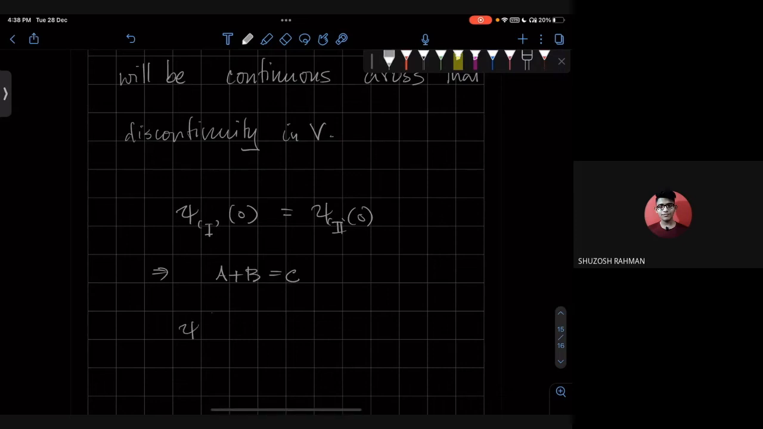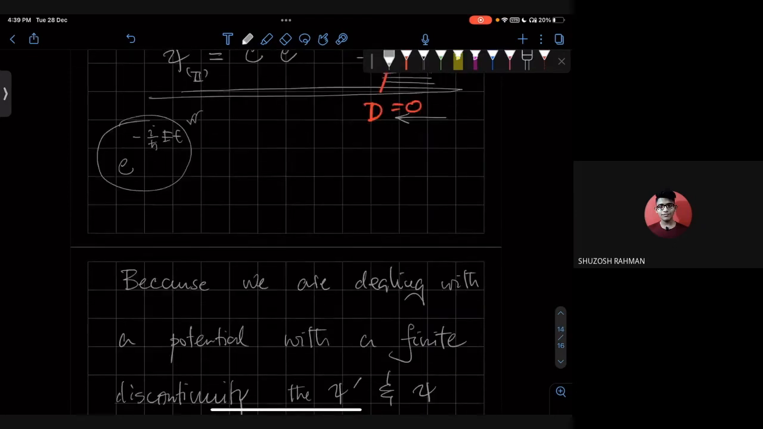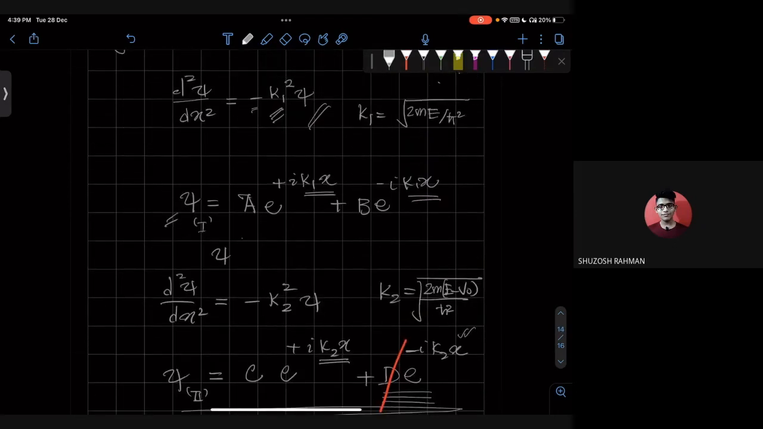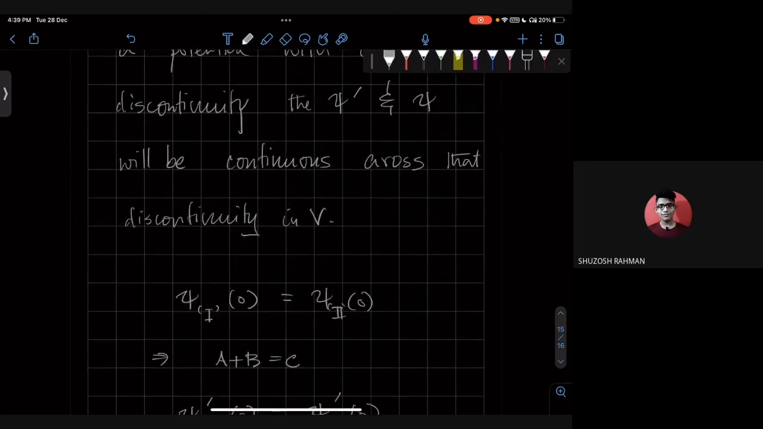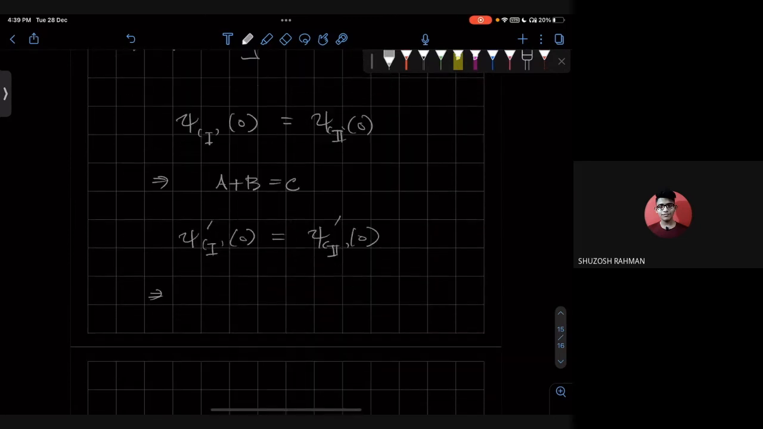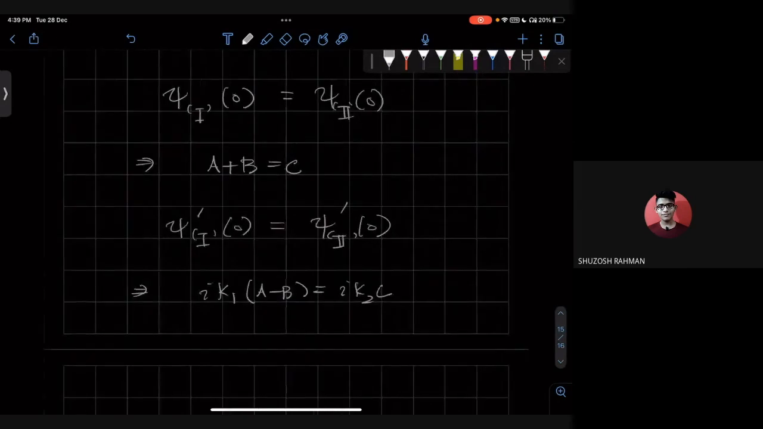And then similarly, psi prime, the first derivative of psi, at x equals 0 must be equal on both sides. The first derivative of psi 1 is i k1 a e to the power i k1x minus i k1 b e to the power minus i k1x. Similarly for psi 2. And if I do those, that gives me i k1 times (a minus b) is equal to i k2 c. Okay, is that clearer? Yes, sir. Thank you. Okay.